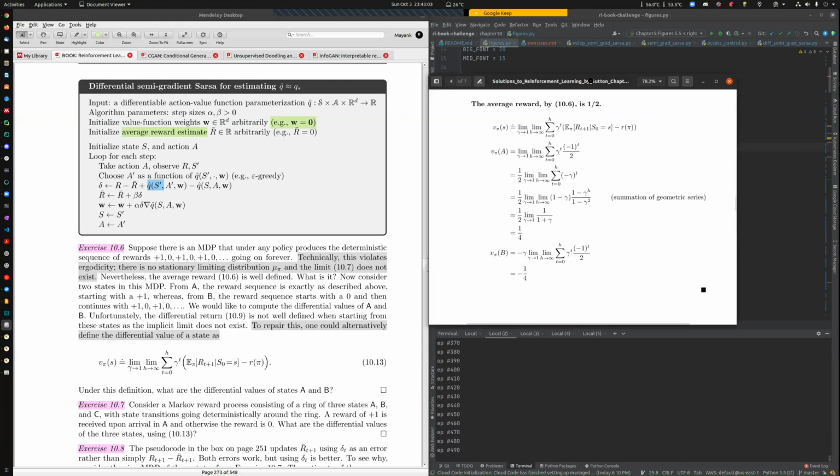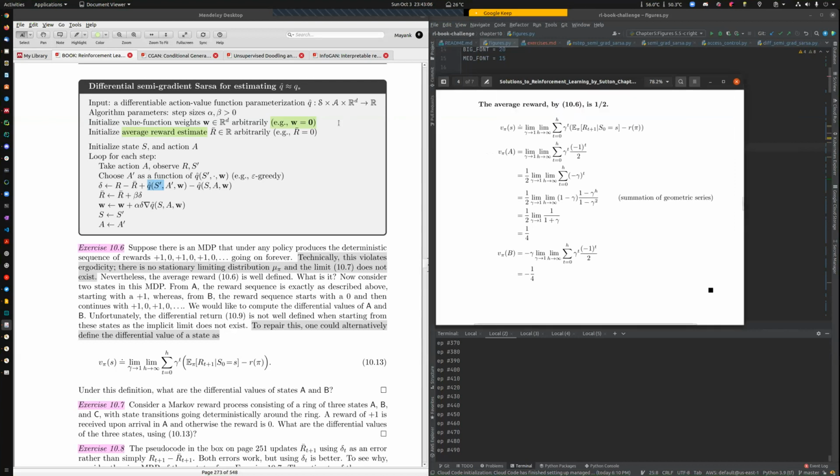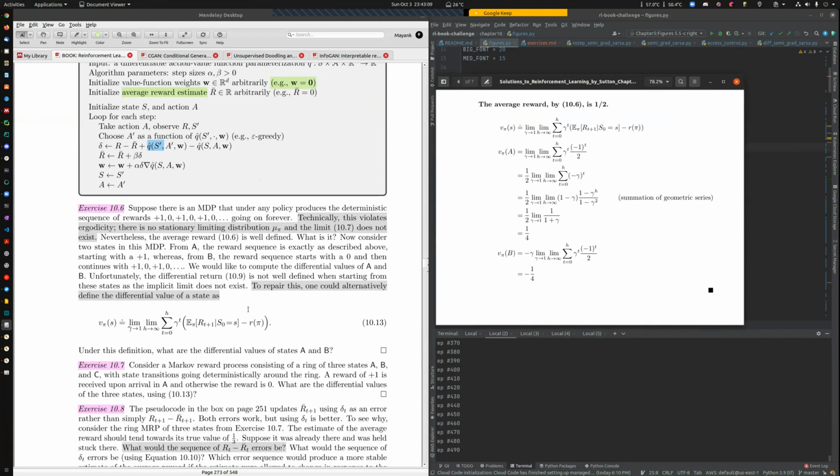I think so. This is the solution that you were looking for. Here you can see that we write it as a sum. So this expectation becomes a sum of an alternating series. Here they write it as a division by two, right? That would be our 0.5 that comes from subtracting our average reward, which is 0.5.